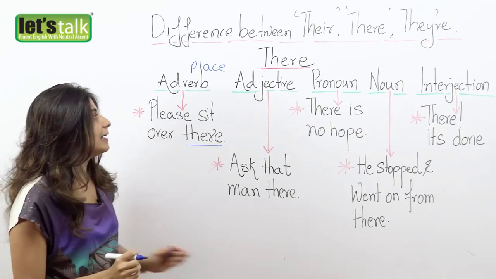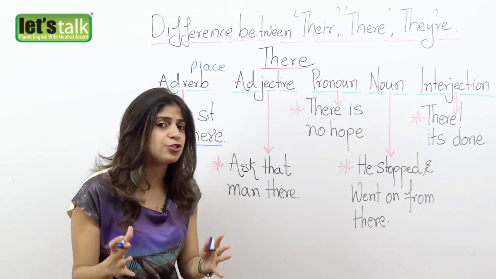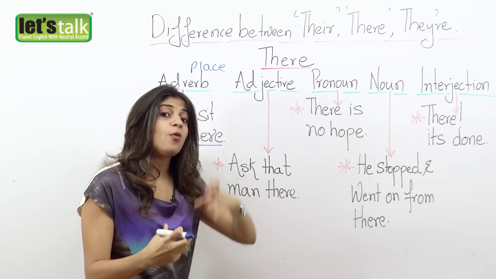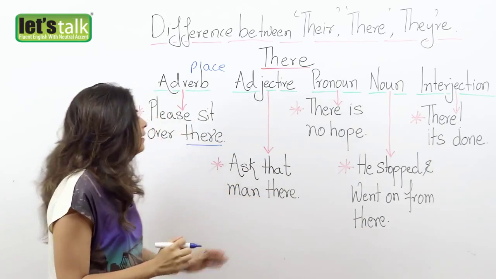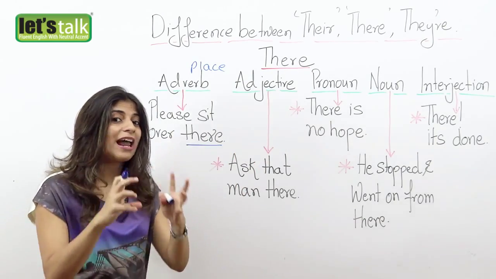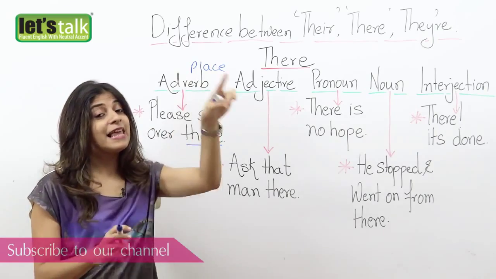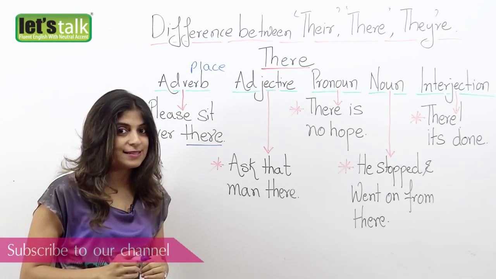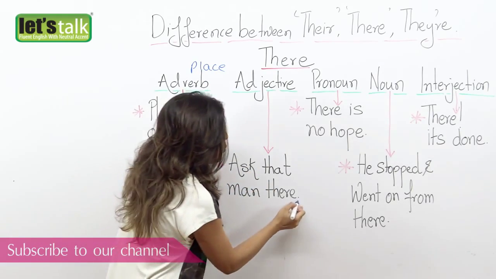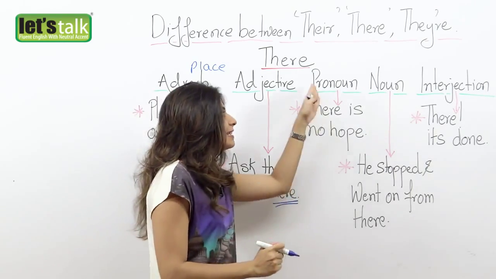Now let's have a look at there as an adjective. Now when there is used as an adjective, it is used to emphasize which person. Let's see an example here. Ask that man there. So here you are emphasizing which person. Ask that man there. Or that person there will tell you the directions. Okay, so here you are emphasizing which person. Therefore, the word there acts as an adjective. Right?